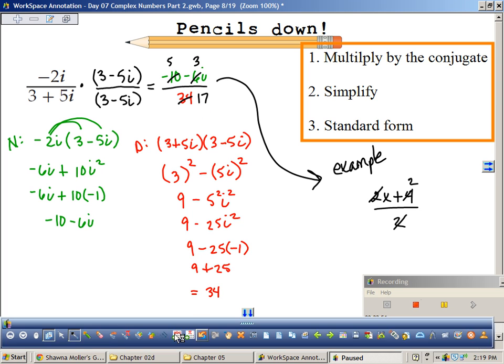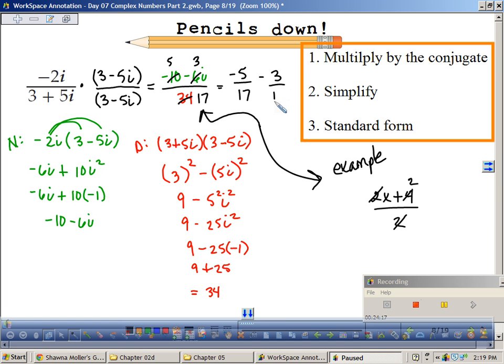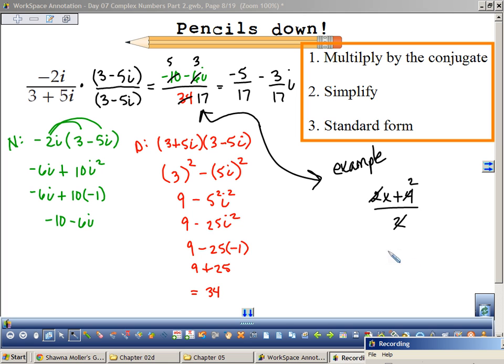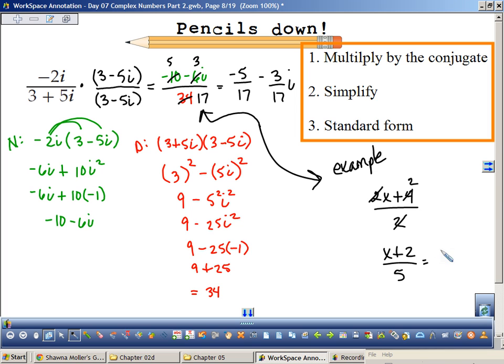I'm not done yet. Let's put this right here. So, isn't this negative 5 over 17? I've got to put my real parts together and my imaginary parts together, right? Yeah. Minus 3 over 17i. Just like if I had x plus 2 over 5, isn't that equal to x over 5 plus 2 over 5?